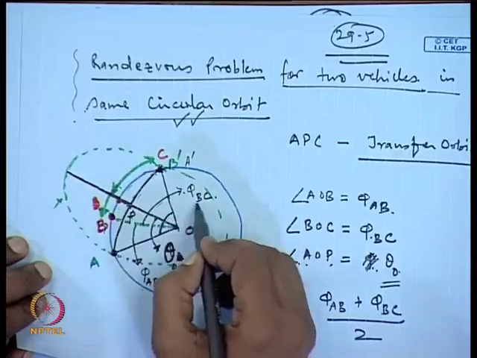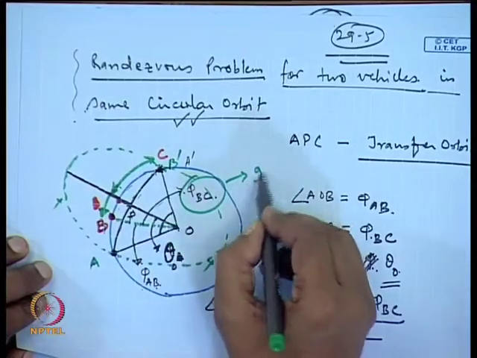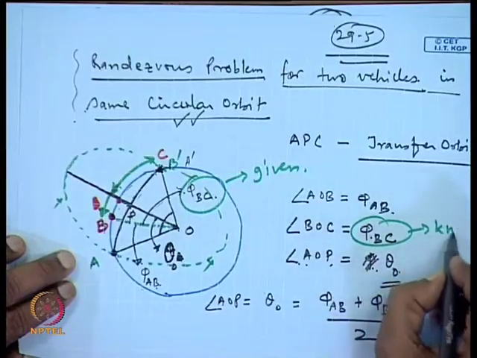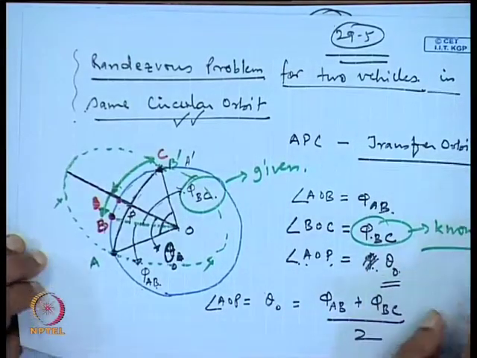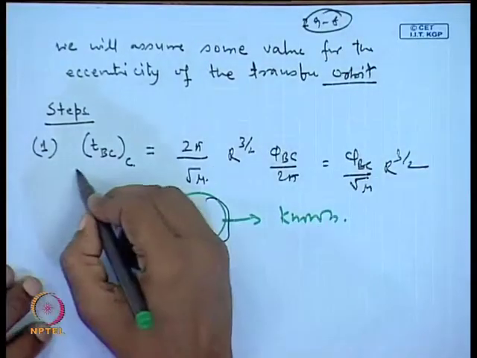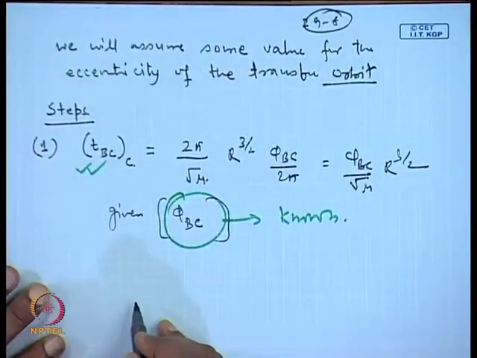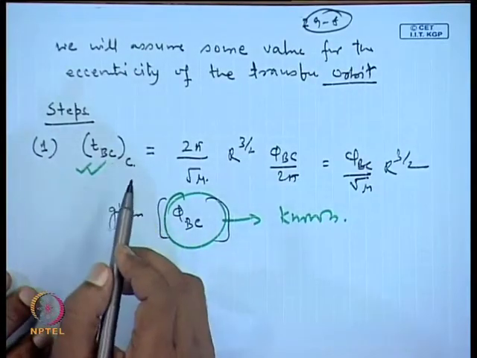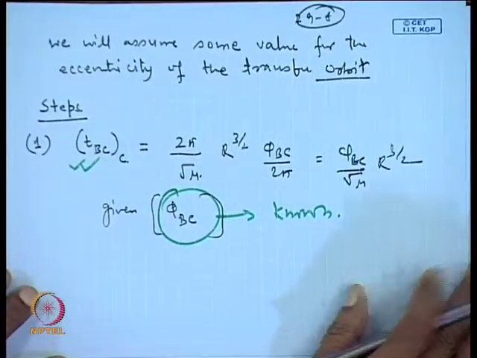So, this angle is given to you, phi b c is given. This is the known quantity. So, once phi b c is known, then therefore T b c can be calculated, and your T a c must be equal to T b c. This is the requirement. Okay.